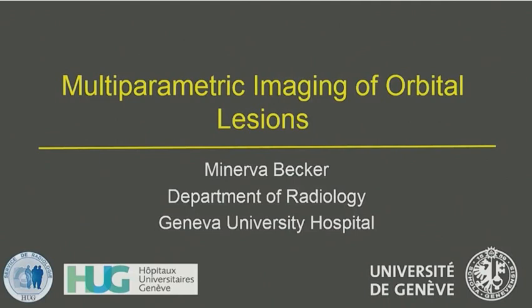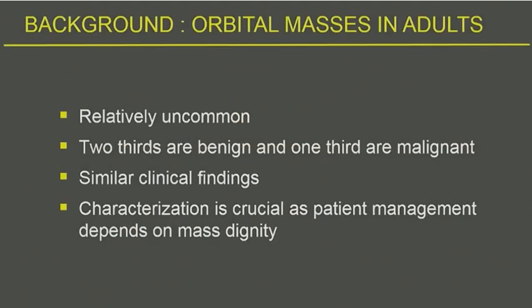First of all, a few facts regarding orbital masses in adults. They are relatively uncommon, and 2/3 of orbital masses are benign and about 1/3 are malignant. They have, however, very similar clinical findings, and therefore characterization of these orbital masses with cross-sectional imaging is crucial because patient management is going to depend greatly on the dignity of the mass.